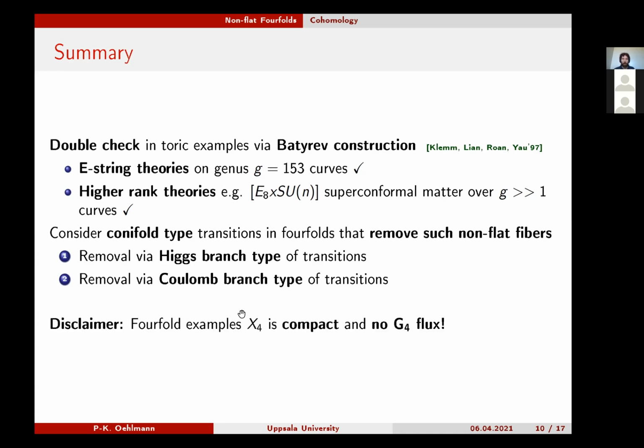Of course, before I start, I want to give a really quick disclaimer. First, everything I will say is going to be in a compact Calabi-Yau fourfold. So gravity will be there in the 4D F-theory interpretation of this. And I will only look at the geometry. So I will not look at G4 flux. I will just look at the geometry here. But of course, I will have a little bit more to say on this at the end.